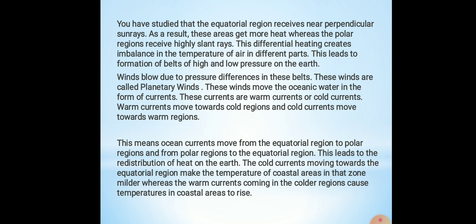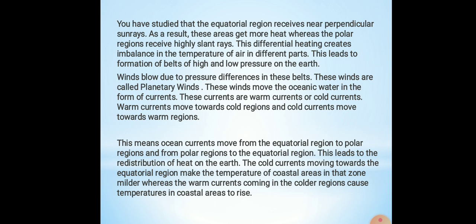The cold currents moving towards the equatorial region make the temperature of the coastal areas in that zone milder, whereas the warm currents coming in the colder region cause the temperature in coastal areas to rise. Understood how they are supplementary to each other? See, from the equatorial region the hot air blows, which goes to the polar region and makes the temperature a little warmer, and from the polar region whichever cool breezes are blowing, they go to the equatorial region and make those areas a little milder, as the strong heat reduces.